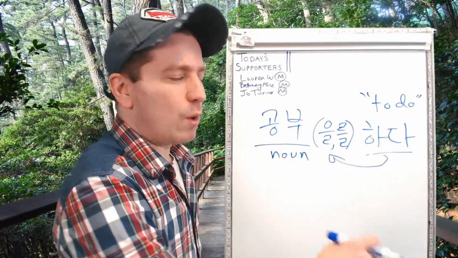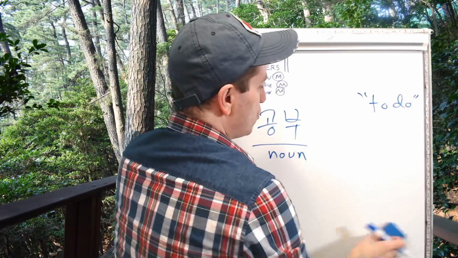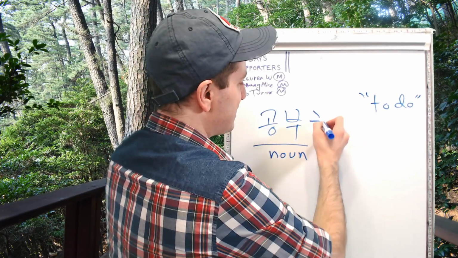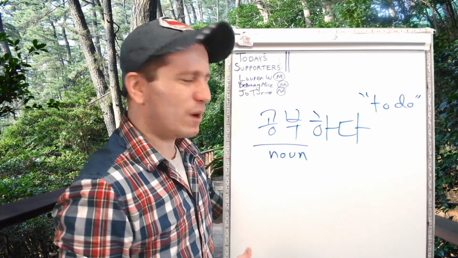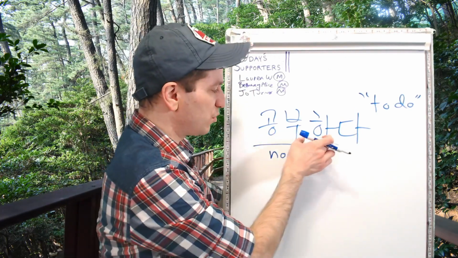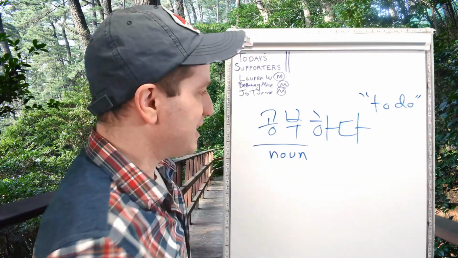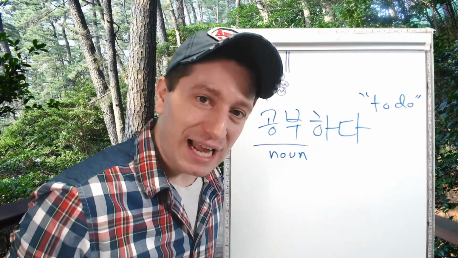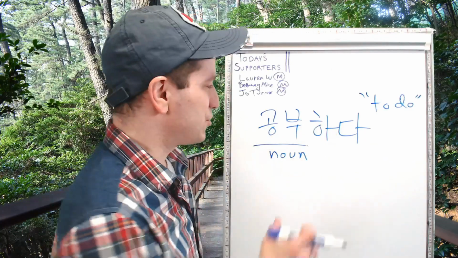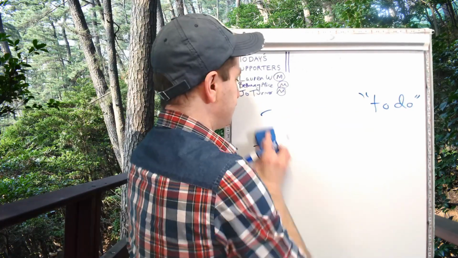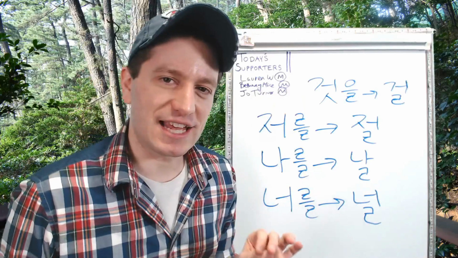However, if you're going to remove the object marker, you also have to remove something else, and that is the space. So if you're going to use the object marker, it would be 공부를 spaced with 하다. If you do not use the object marker, you actually must stick the verb 하다 back against the noun. So you get this, 공부하다. These are some common contractions that you'll see.